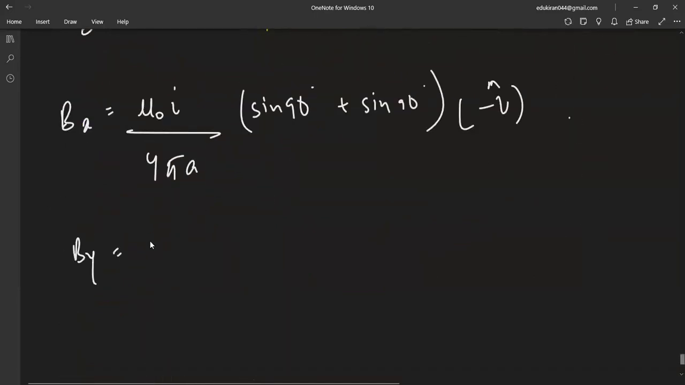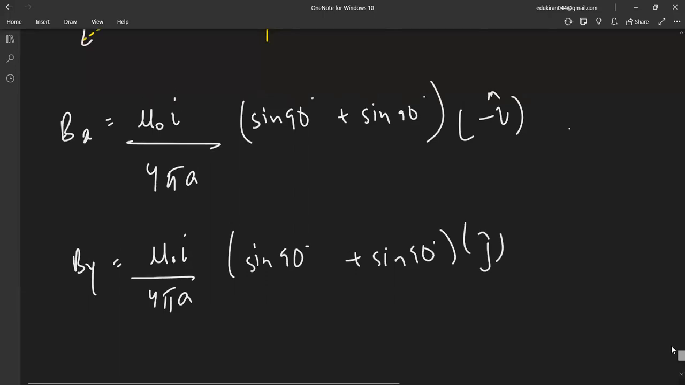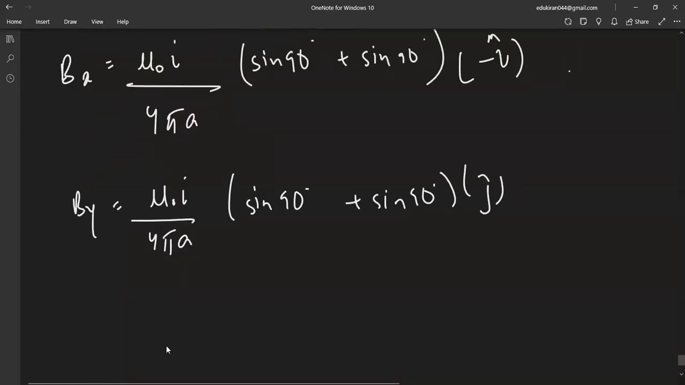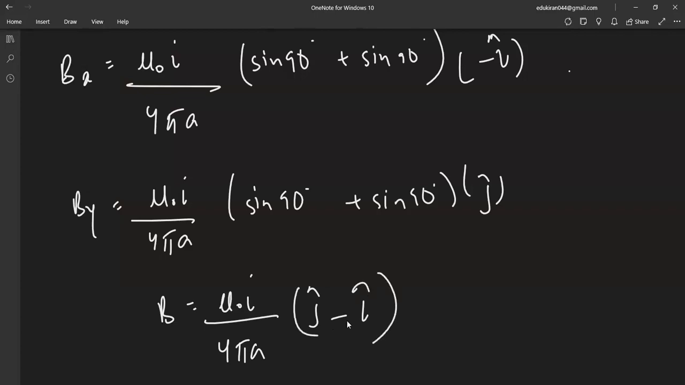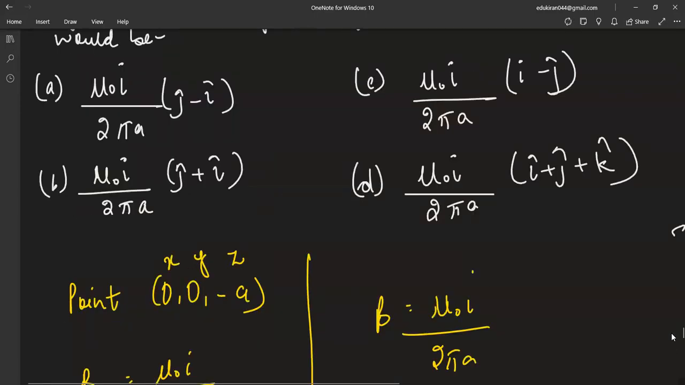Now when we are calculating for the y-axis, this is mu naught I by 4 pi a, times sine 90 degree plus sine 90 degree, along j cap. I told you already that 1 plus 1 will become 2 here. And By will also become, sine 90 plus sine 90 is 2. So net, which was mu naught I by 4 pi a, this is j cap, this is minus i. So which option is matching with this? j cap minus i cap. A option. This is how we got option A.